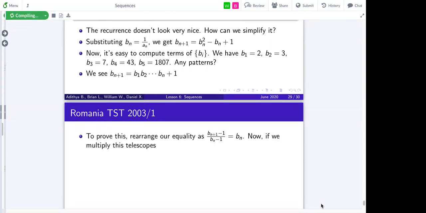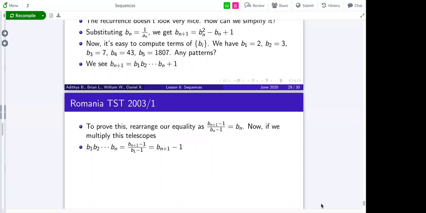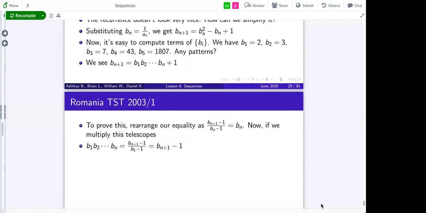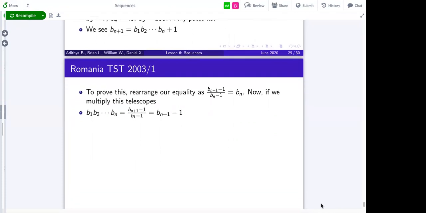So if we compute the telescope, it's going to be b1 times b2 all the way to bn is going to be equal to b of n plus 1 minus 1 over b of 1 minus 1. But b of 1 is 2, so this is b of n plus 1 minus 1, and we're done with our sub result.